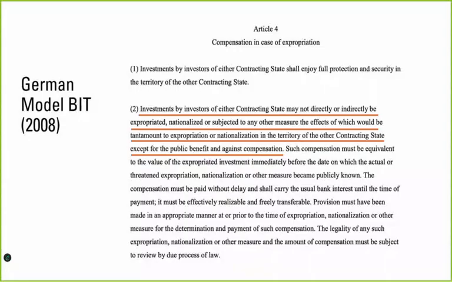So this is the German model BIT. Investments may not, we will look at directly and indirectly later, may not be expropriated, nationalized, except for the public benefit and against compensation. So two conditions here. The public benefit or a public purpose, you can find different language. So there has to be a public interest, public purpose why you're expropriating, and against compensation. Two conditions.